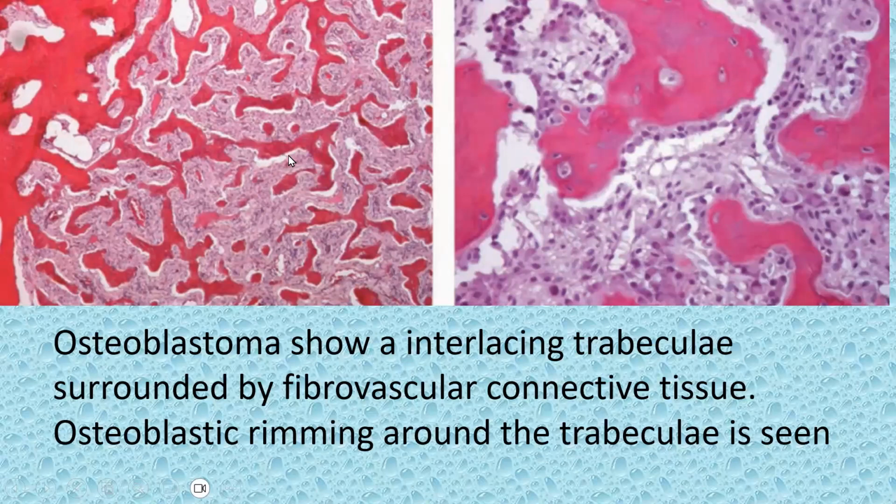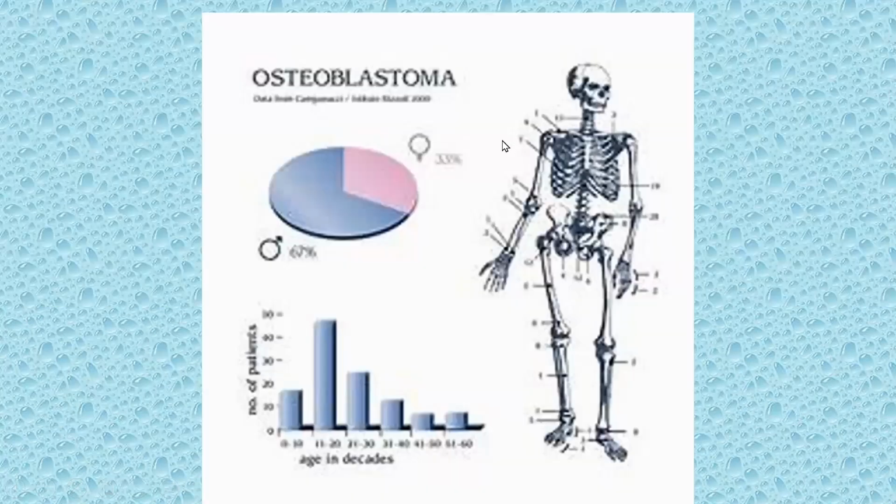There is rimming of the osteoid trabeculae with osteoblasts. You see fibrovascular tissue, and you see that the osteoblasts are not very aggressive. They are not hyperchromatic. You don't see multiple sizes. They're all nearly the same size. We know it occurs more in males, and it can occur in many parts of the body, but mainly in the spine. 40% of osteoblastomas involve the spine.